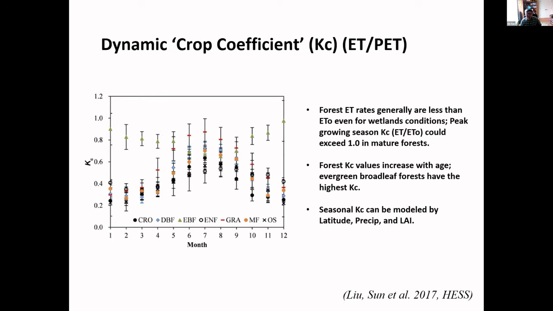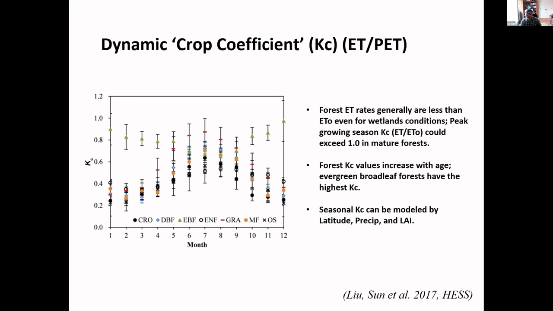So we published a paper. You can see this chart for Kc. You can see different ecosystems have different Kc. Also, they vary a lot over time, so it's not a constant. And actually, there is not a lot of published literature on this, except from the irrigation community, because they have lysimeters. They can measure it and quantify this very accurately.